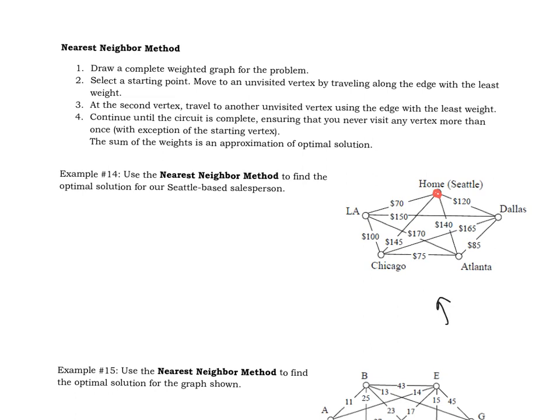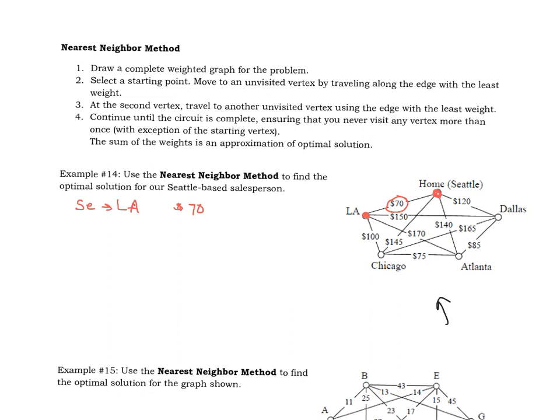It says move to an unvisited vertex by traveling along the edge with the least weight. So I have four choices: 70, 140, 140, 120. Well, that 70 is clearly the cheapest weight. So Seattle to LA is $70.